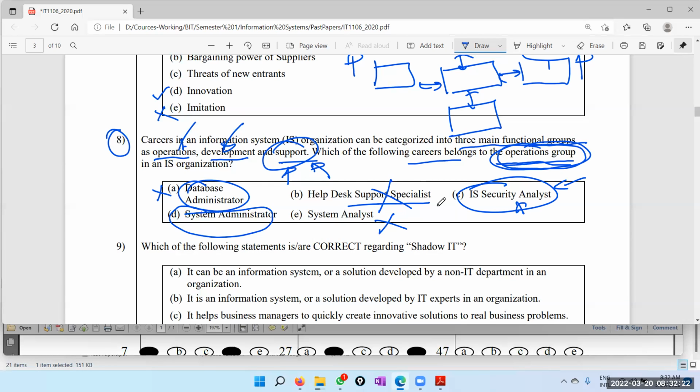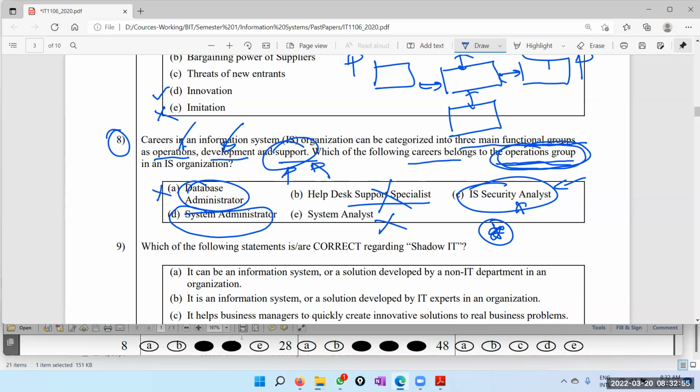So the reality is these are very fuzzy questions. Okay. So what they ask is operations. I will take maybe security analyst as operations because it is not supporting. Okay. So this system administrator is there, database administrator is there. So I'm not very sure whether we should take these or not. Right. I'm not sure. So I will take only C. Okay.